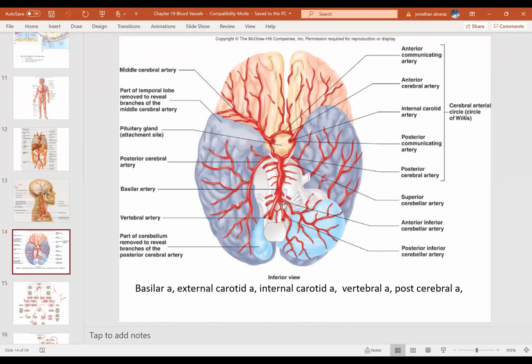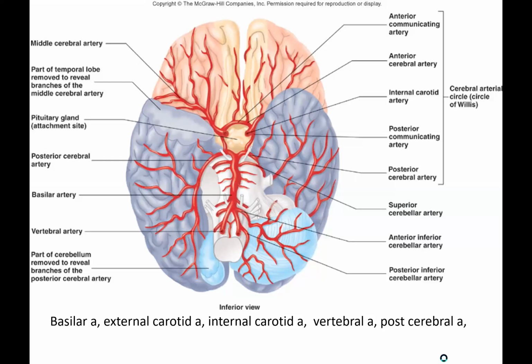Okay, here's the circle of Willis. This is an inferior view of the brain, so you're looking underneath the brain. And as you can see, the right and left vertebral arteries are a major blood supply that fuels the circle of Willis, the cerebral arterial circle.